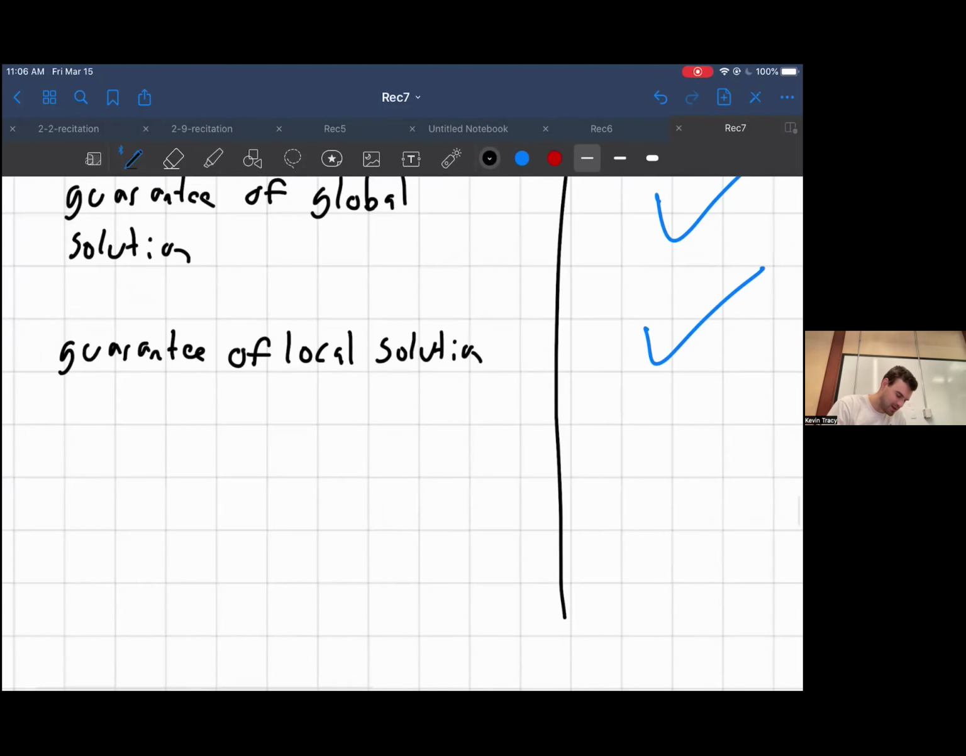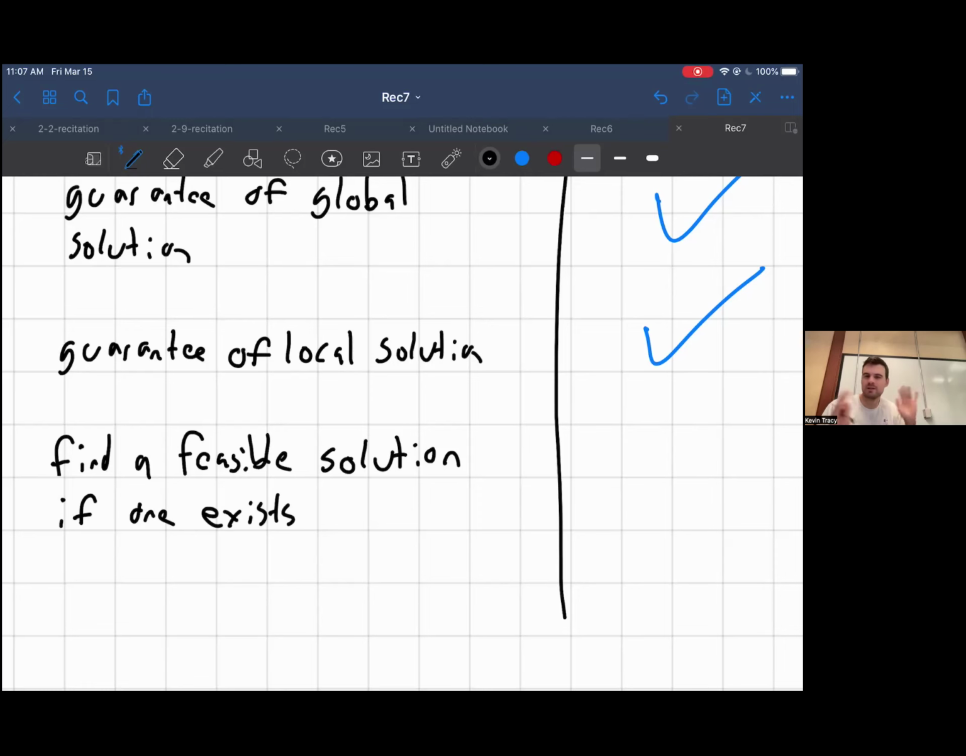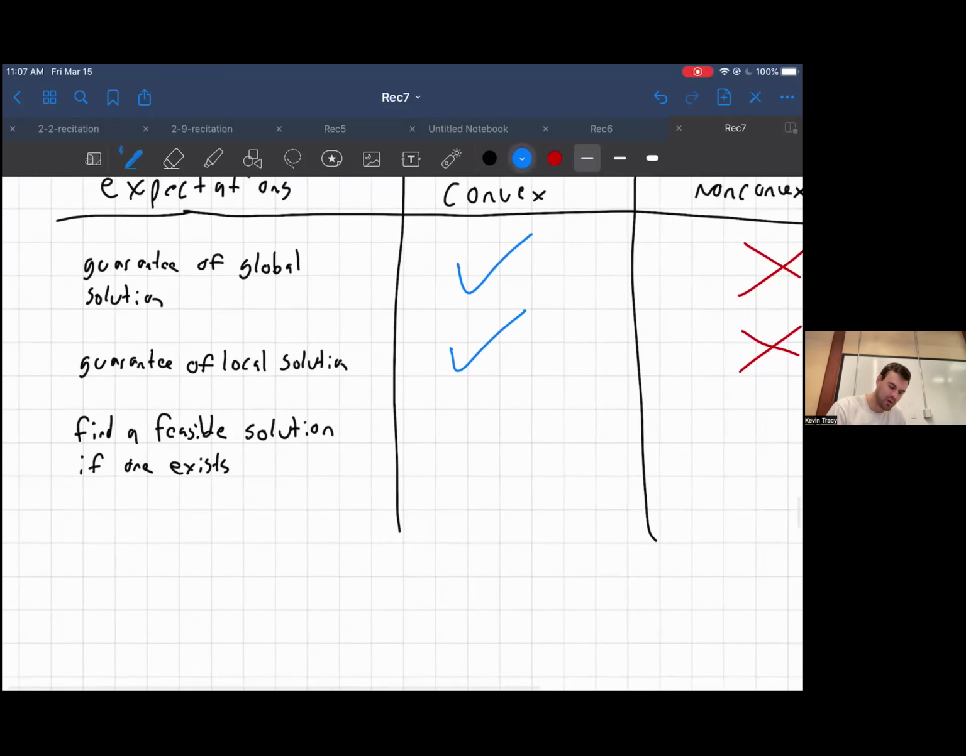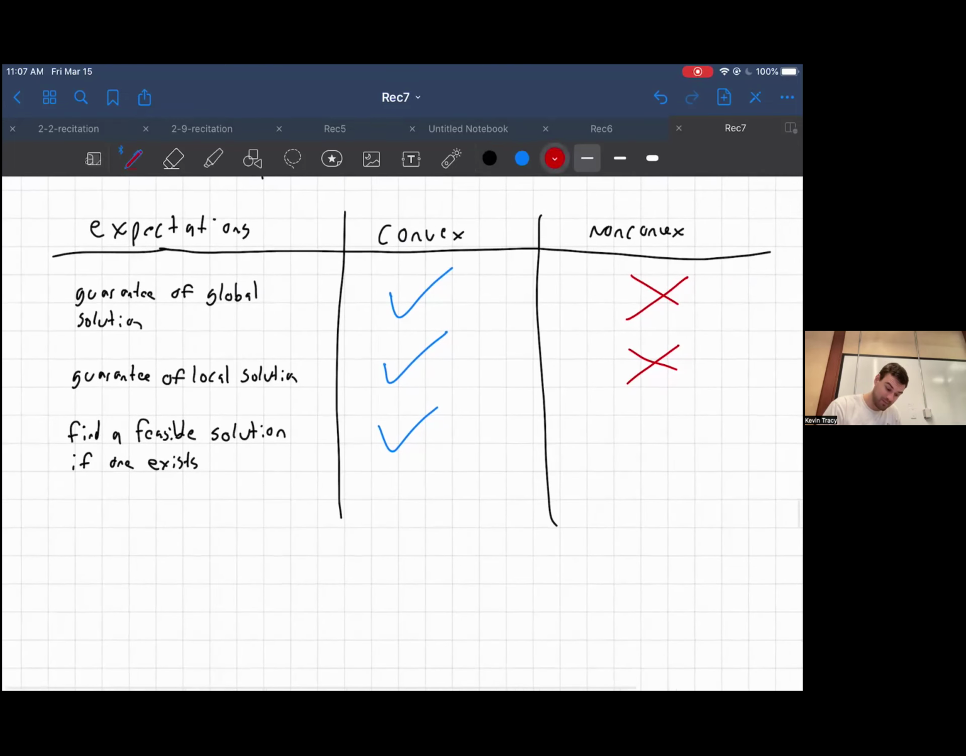Next thing, and this one's a little nuanced: find a feasible solution if one exists. If I have a bunch of crazy constraints, no matter what they are, as long as it is theoretically solvable, my convex solver will solve it. Now with non-convex problems, again, I have no such guarantee. Even if a feasible solution exists, there's no guarantee that I can actually get it, which is scary.